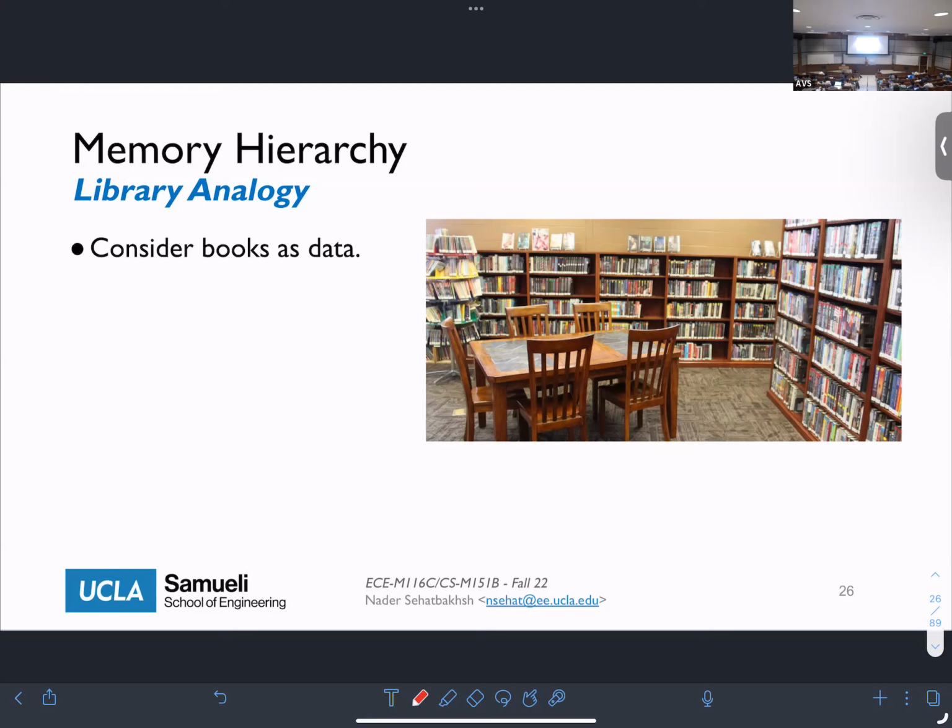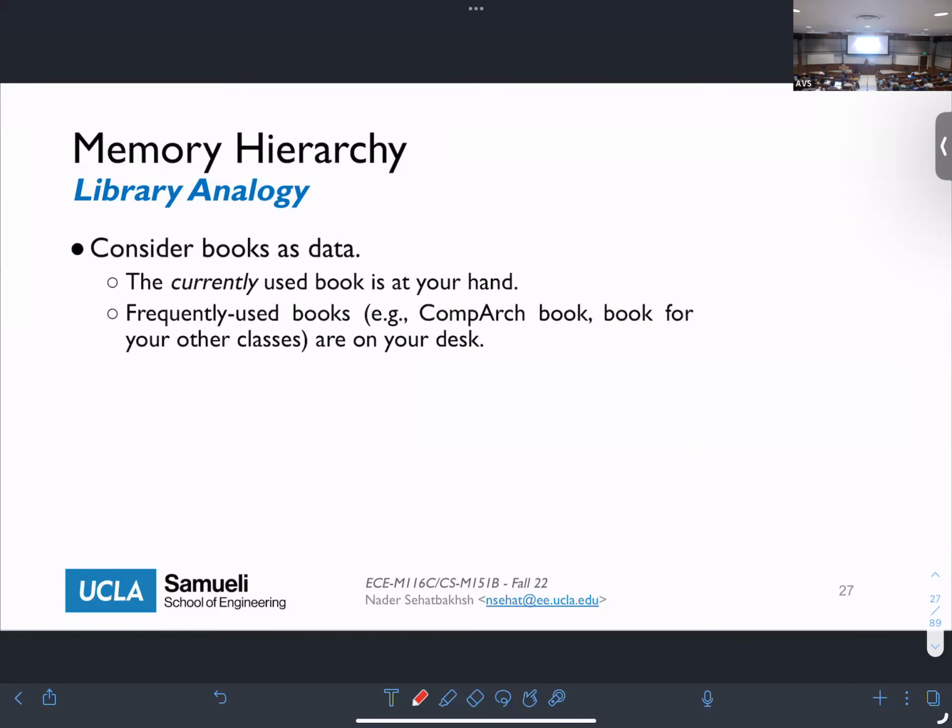So instead of thinking about data, think about books. What we want is to access any book that we want as fast as we want, right? So we are the processor, and the books are the blocks in the memory, okay? So in this analogy, the current book that you're reading would be the current data that the processor is dealing with, the data that has been read from the memory into the processor.